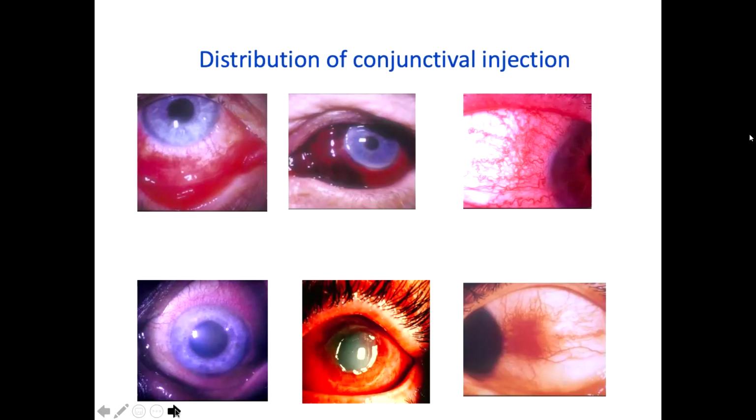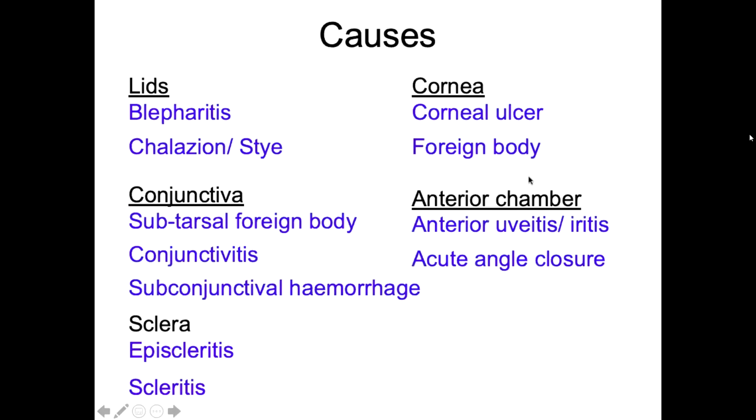Okay, but here it's different. This is, you can see, circumcorneal injection. That is definitely some corneal pathology here. So what are the causes? We can have an idea about the causes and then you can see whether those features are there.